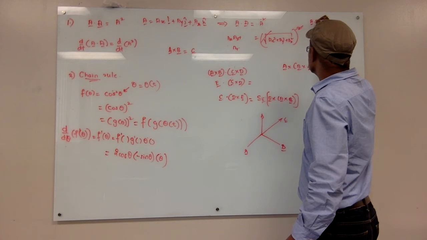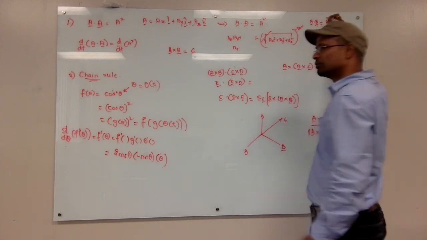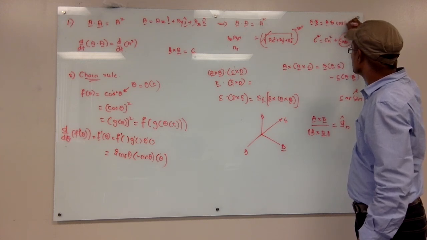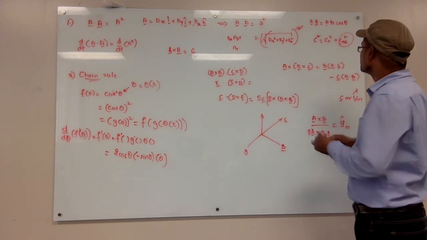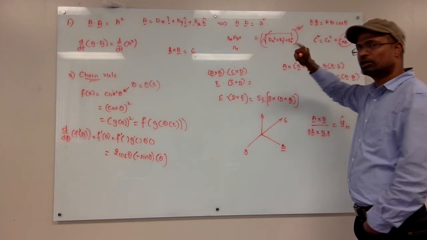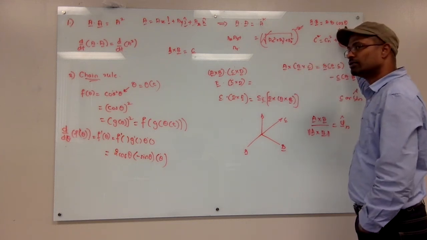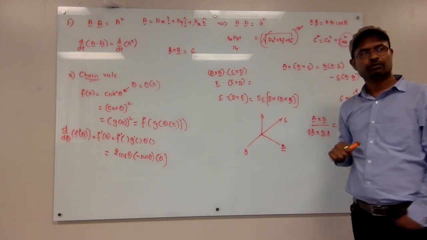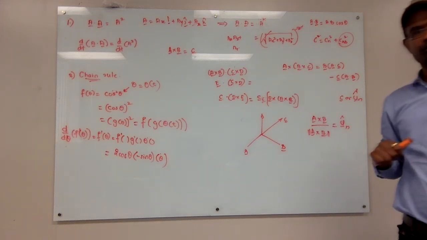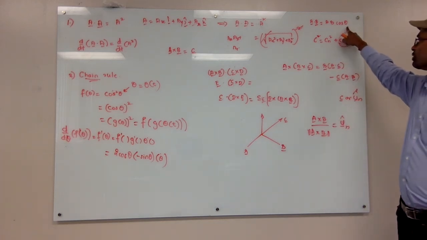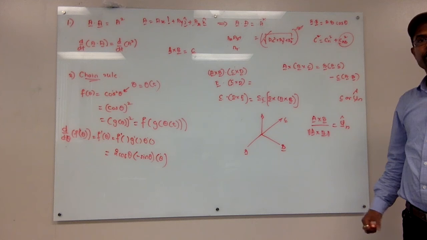A dot B is what? It's |A||B| cosine of theta. What is theta? The angle between A and B. If the angle is 90 degrees, what is cosine of 90? It's 0.